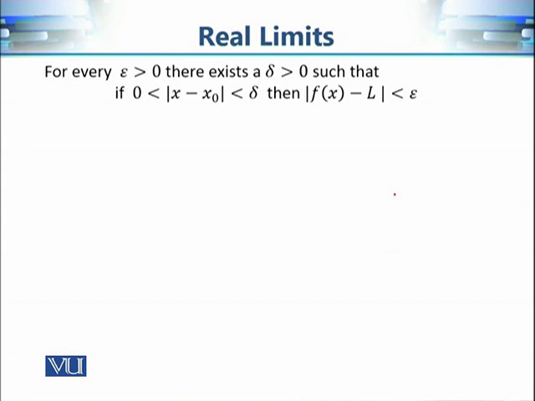So what is the meaning of this definition now? If we want to prove that the limit as x approaches x naught of f of x is equal to L, then we choose an epsilon. We take epsilon to be any arbitrary value, it is a variable, and we try to find delta. So take epsilon greater than 0 and then find this delta greater than 0.